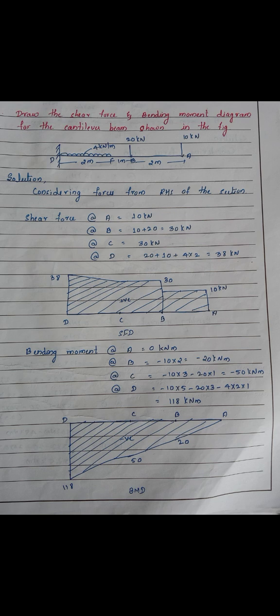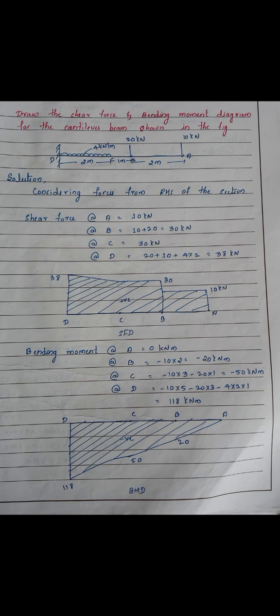In the same way, when I consider the shear force at B, there are two loads acting. One is 20 kilonewton and another one is 10 kilonewton, and both the loads are acting in the downward direction, so we take them as positive. Shear force at B is the summation of all the loads from the right hand side, that is 20 and 10. So the summation of these two will be 30 kilonewton.